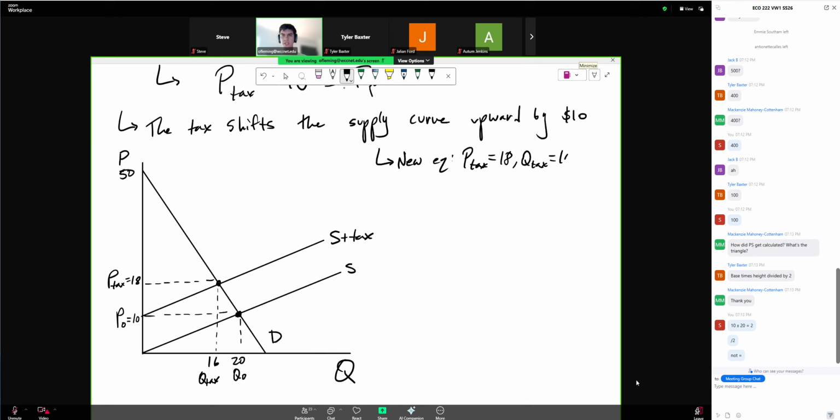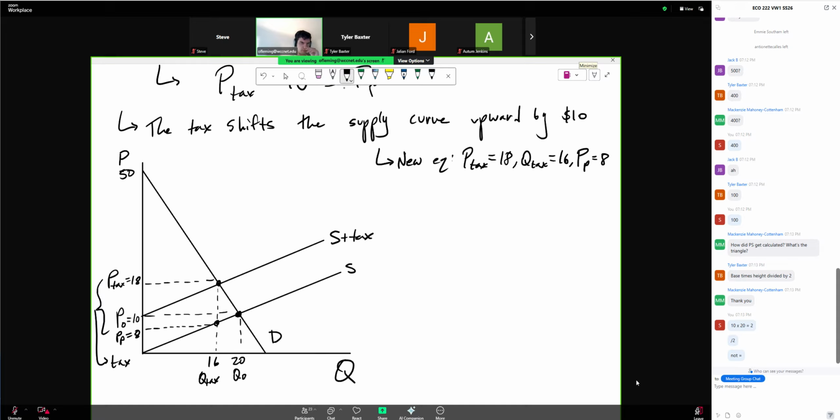So the new equilibrium has P tax equal 18, Q tax equals 16, and that leaves PP to be equal to 8. Okay, because if P tax is 18 and the tax is 10, then 18 minus 10 brings you right back down to the original supply curve. So PP is 8, and this distance right here is the tax.